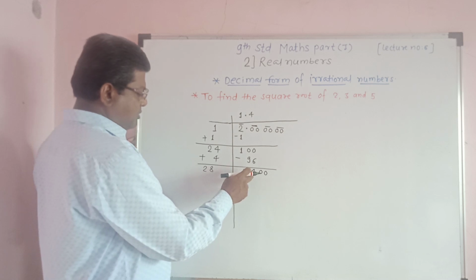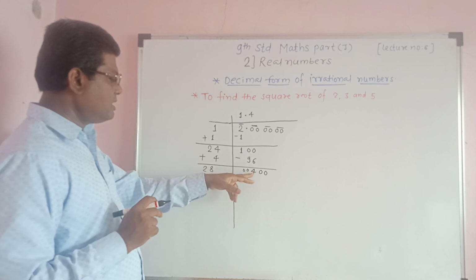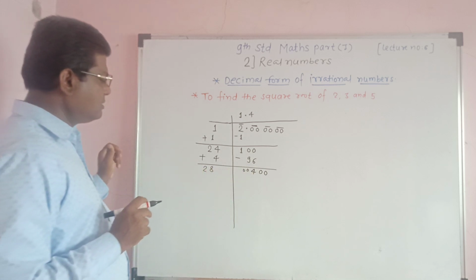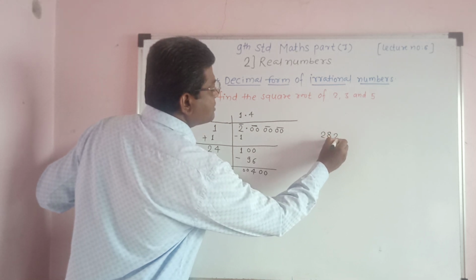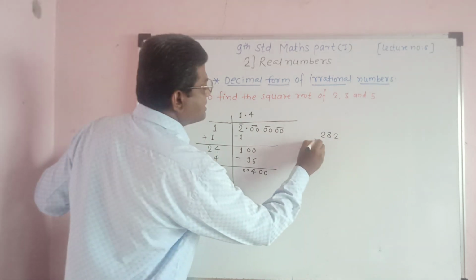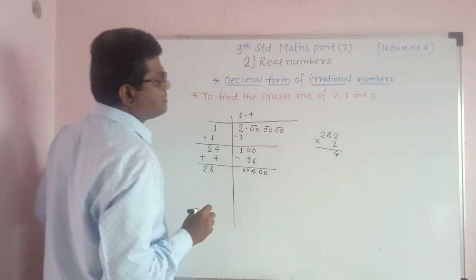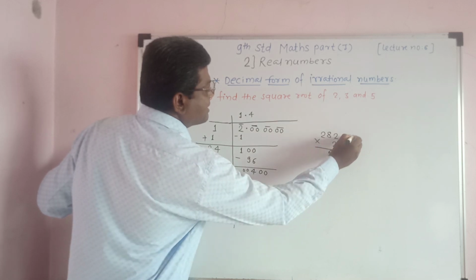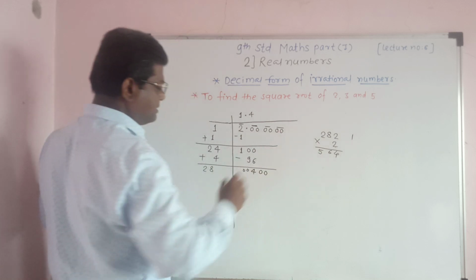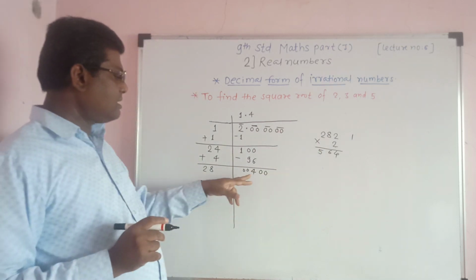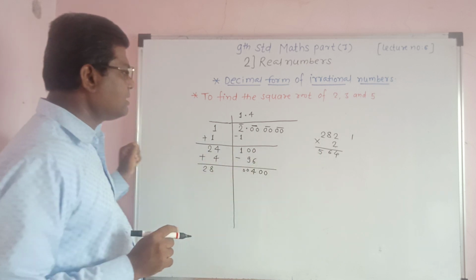Now divide this 4 by 2. We get the number 2. 4 divided by 2 will be 2. And if we put 2 on 28 and multiply by 2, then we get 2 2s are 4, 2 8s are 16, carry 1, 2 2s are 4 plus 1, 564. That number is greater than 400.